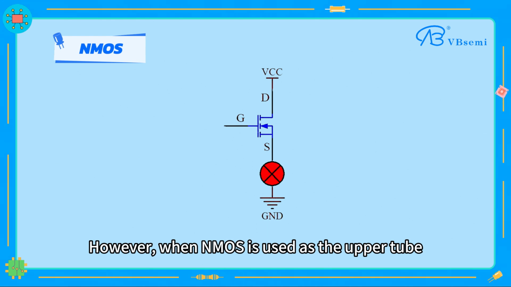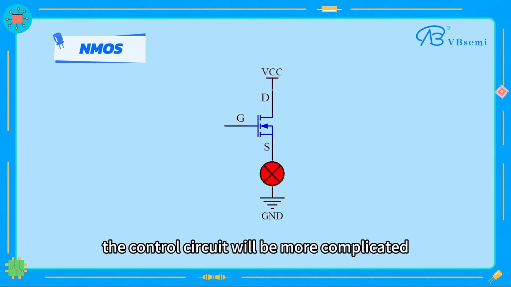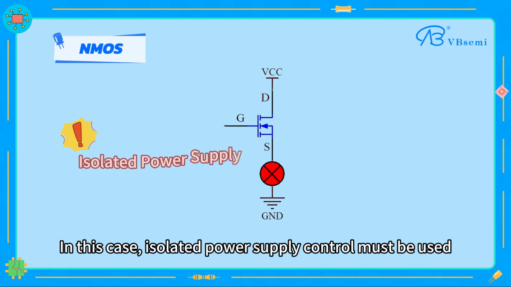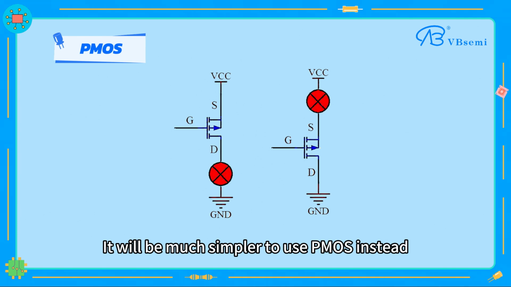However, when NMOS is used as the upper tube, the control circuit will be more complicated. In this case, isolated power supply control must be used. It will be much simpler to use PMOS instead.